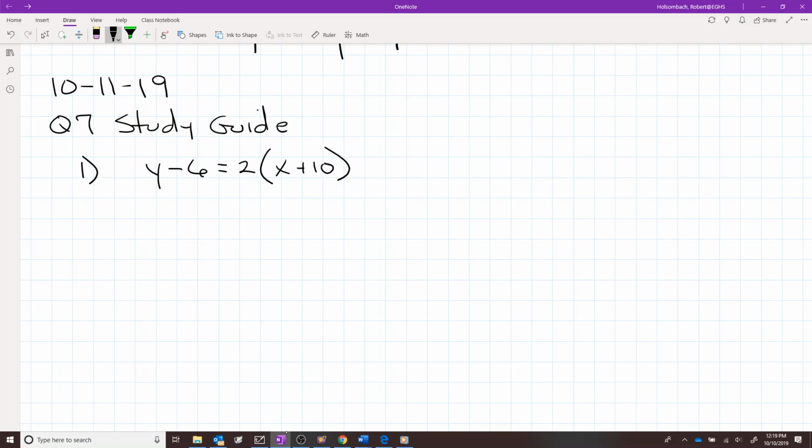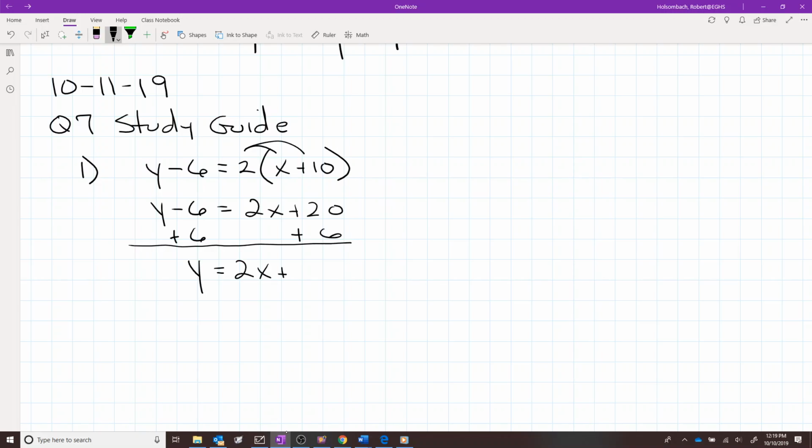Now, if you distribute this 2, y minus 6 will be equal to 2x plus 20, and you can add 6 to each side, and y will be equal to 2x plus 26.